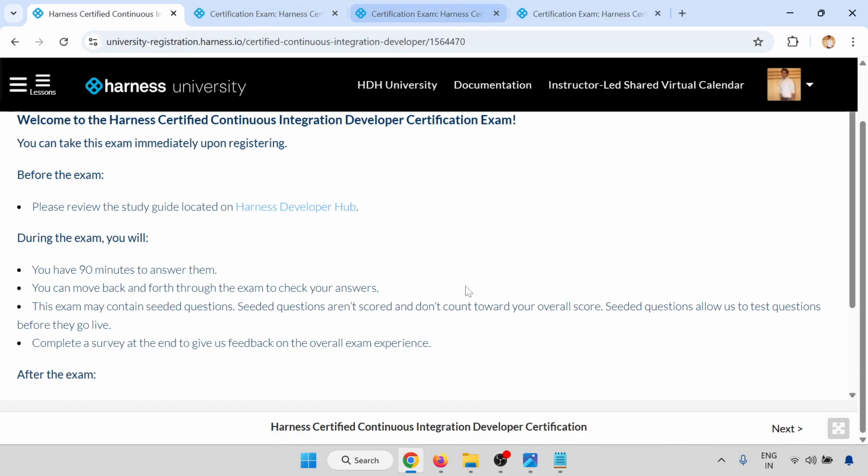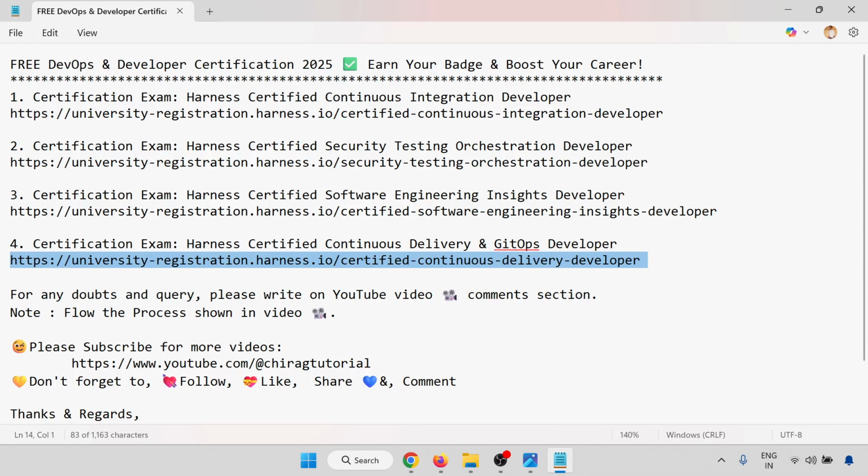So similarly, you have to do all the things. In this video, we learned how to get free DevOps and Developer Certification 2025, earn your badges and boost your career. So all four are there.